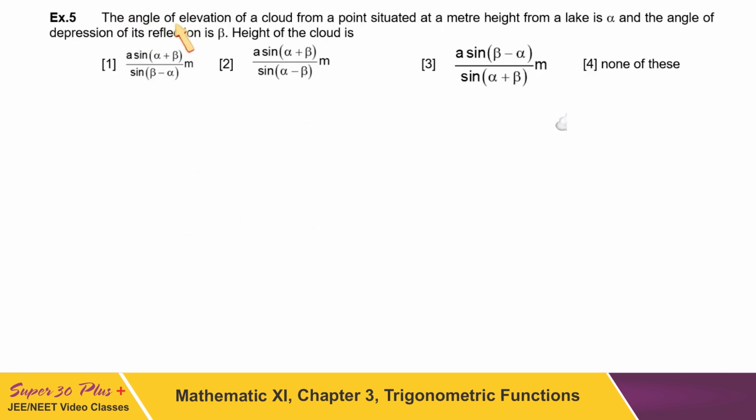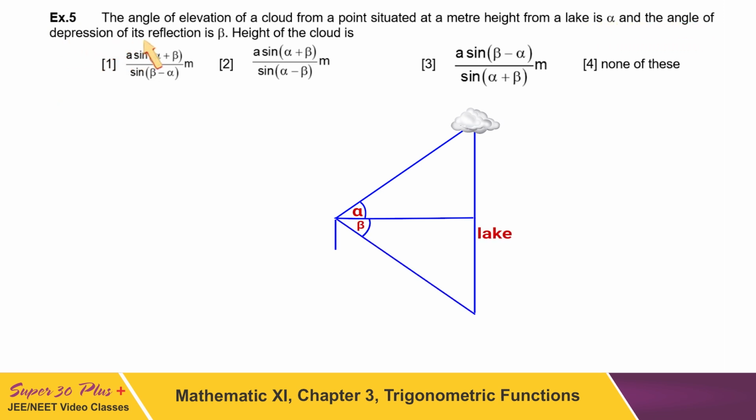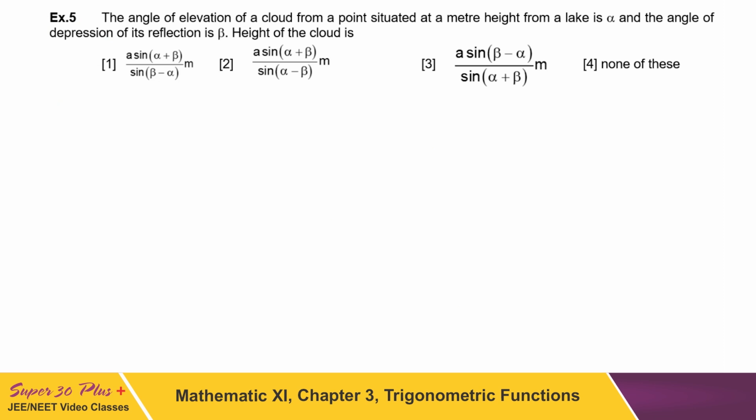The angle of elevation of a cloud from a point situated at a meter height from the lake is alpha, and the angle of depression of its reflection is beta. Height of cloud is, and options 1, 2, 3, 4 are given here. Okay, now first of all we are going to draw the diagram of this picture, means where is the cloud, where is the pond. Let this be the diagram.